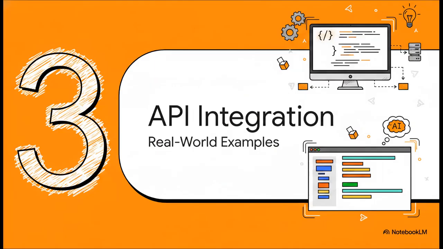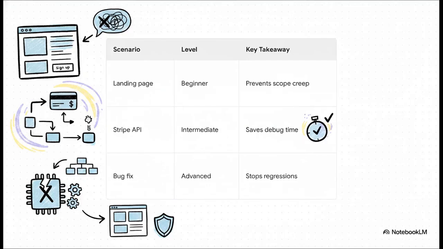Let's ground this theory in part 3, real-world API integration. So how does this actually play out in the trenches? Well, for beginners building a simple landing page, sticking to the plan phase stops scope creep dead in its tracks. For advanced production bugs, running the full cycle prevents those nasty regressions. But let's zoom in on that intermediate scenario, integrating the Stripe API, because this is where the methodology really shines.